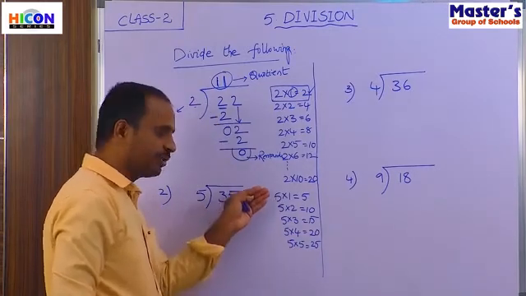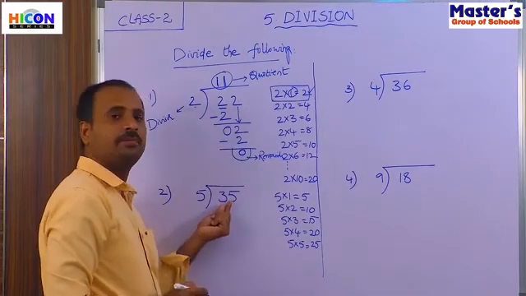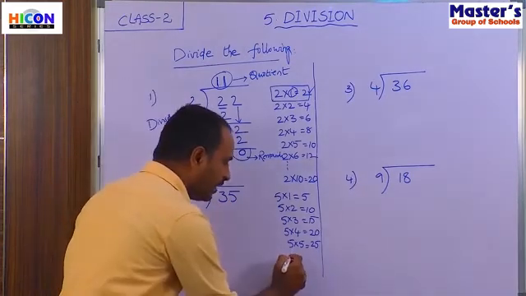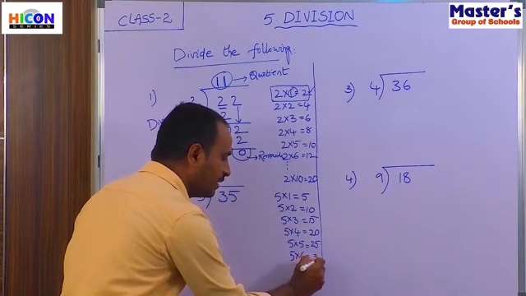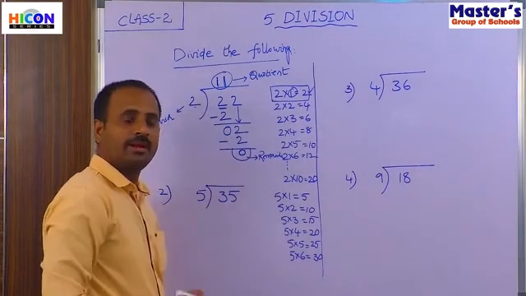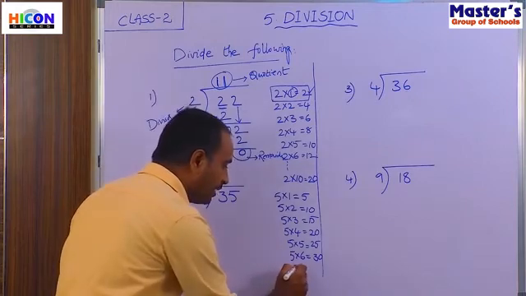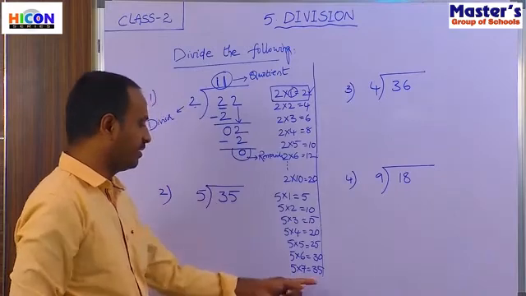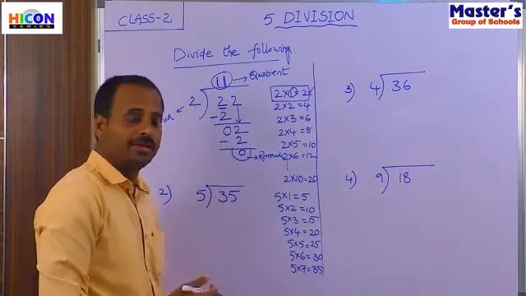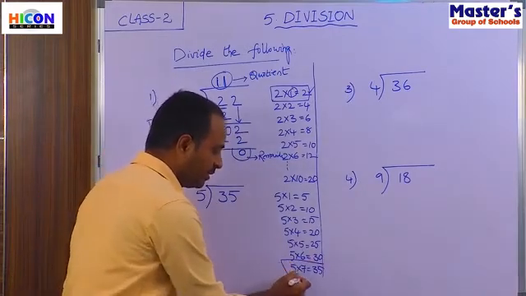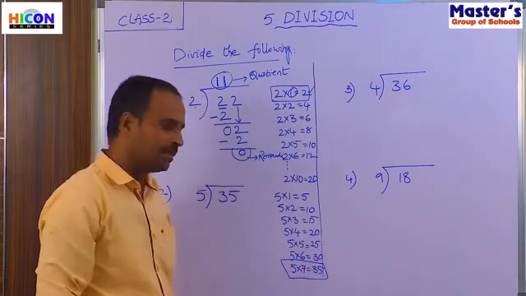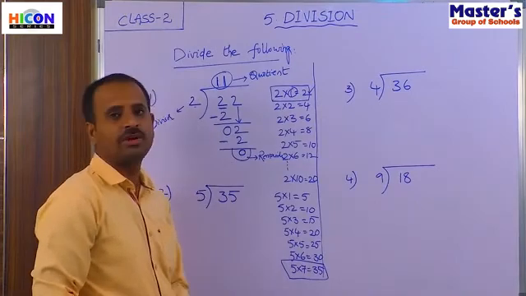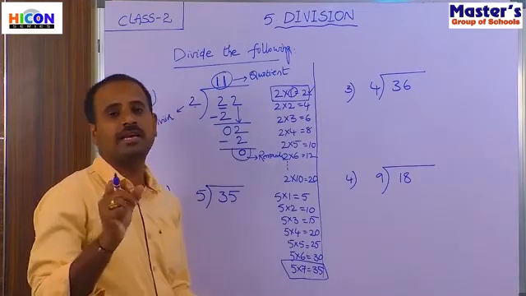We have to continue this until we get the number 35. So again take 6 times, 5 sixes are 30. And again take 7 times, 5 sevens are 35. Yes, now we get the number 35. How many times? 7 times. If you take 7 times, then we will get the number 35 in the fifth table. That is 7 times 5. So we have to take 7 times.